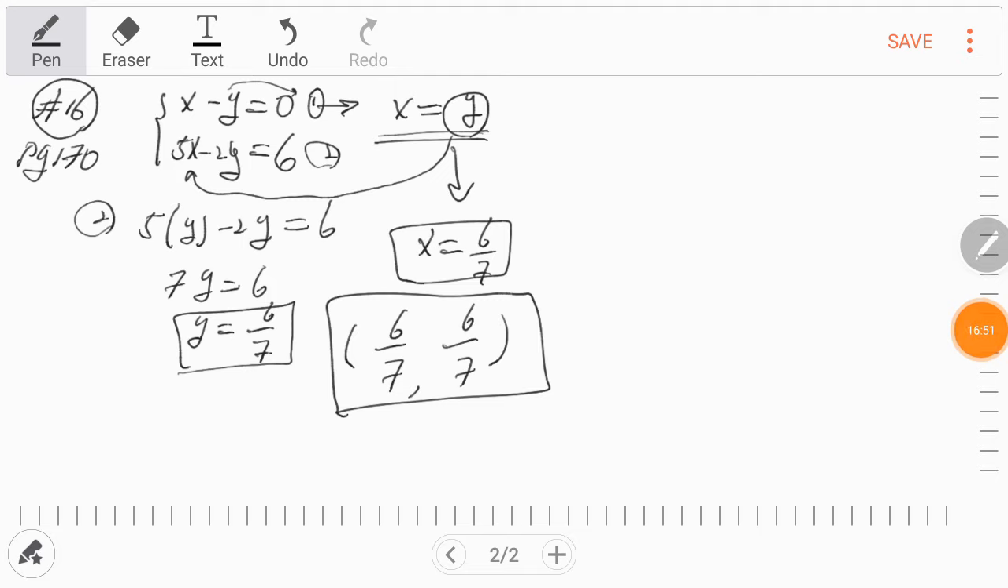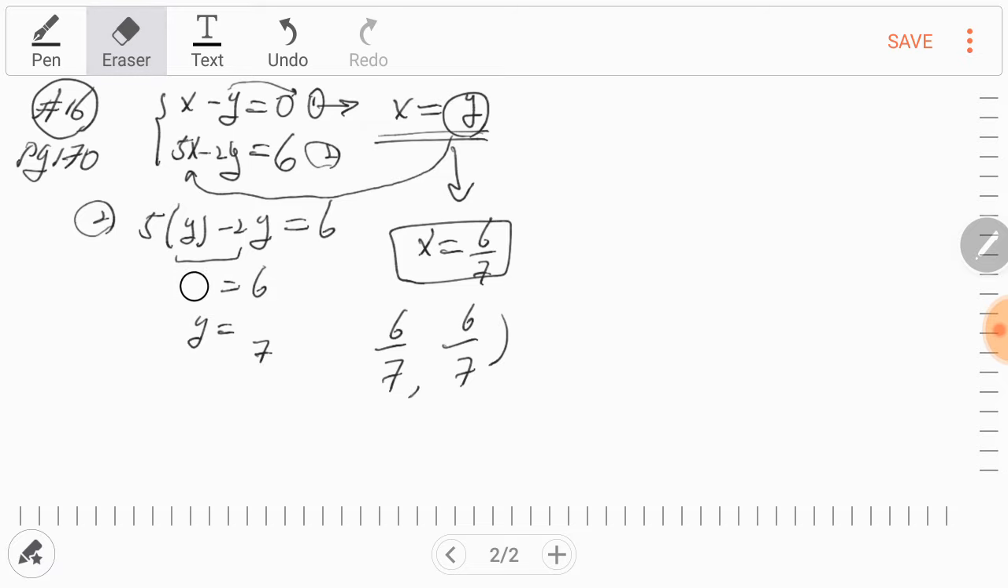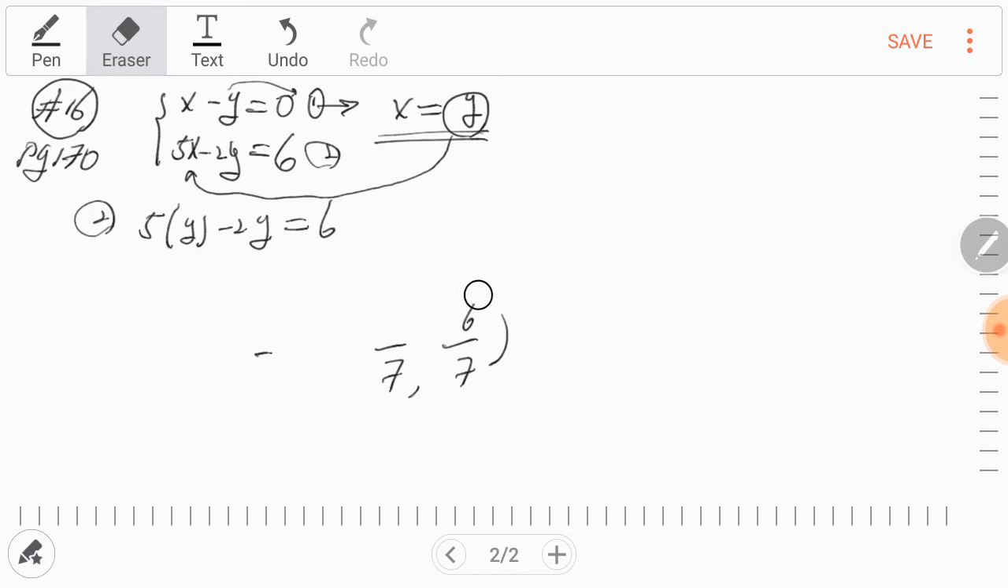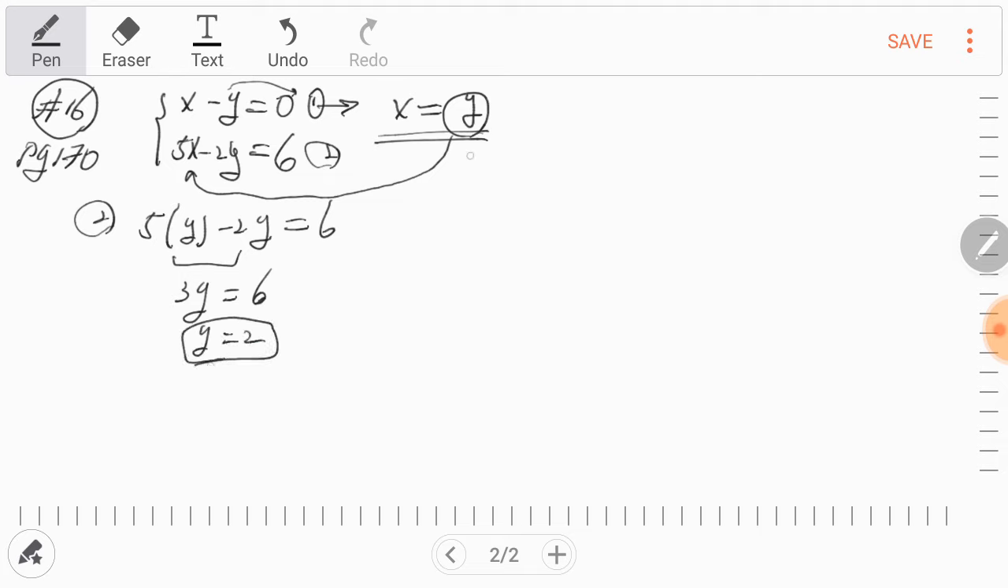Okay, I'm sorry, I made another mistake. Let me erase. When you combine these two, this is 3y, not 7y. So let me erase this one and correct this. I'm sorry this happened. So when we combine these two, this is 3y. So 3y equals 6, then y equals 2. So we got the y value. And then from the first equation, we know that x equals y, so x equals 2. So the solution is x equals 2, y equals 2. Sorry for the inconvenience, I made a mistake.